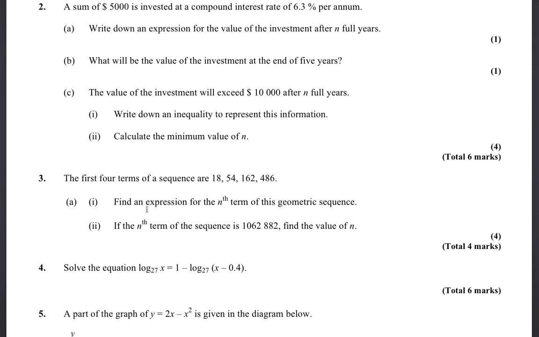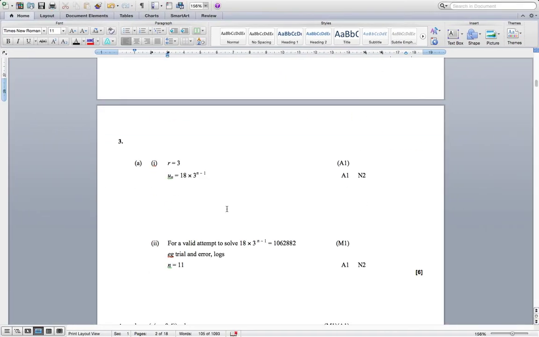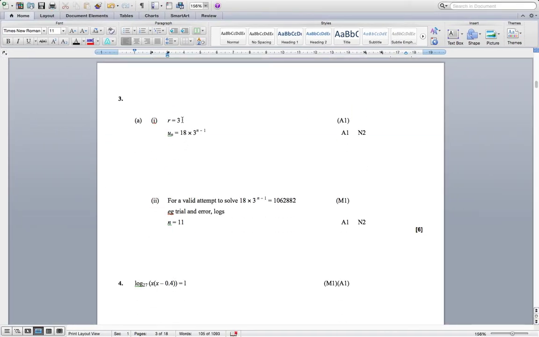The first four terms of a sequence are 18, 54, 162, and 486. Find an expression for the nth term of this geometric sequence. Now it is very easy to see that the first term is 18 and the common ratio is 3, right? So let us look at the mark scheme. Here, by writing r equal to 3, you get 1 mark, and then nth term is a into r power n minus 1, so you get 1 mark for that.